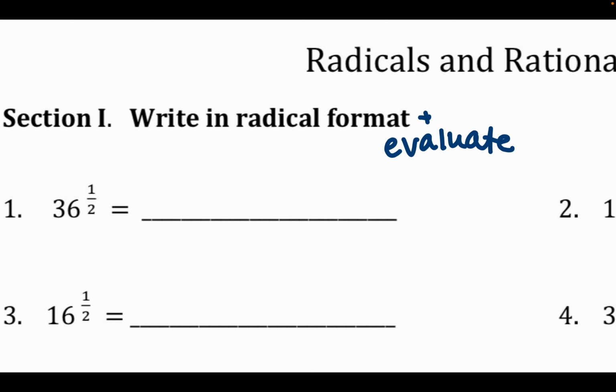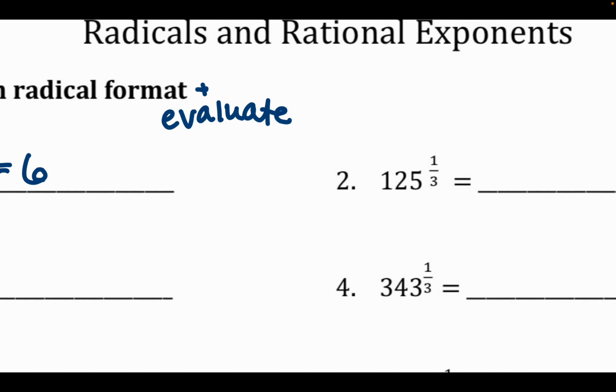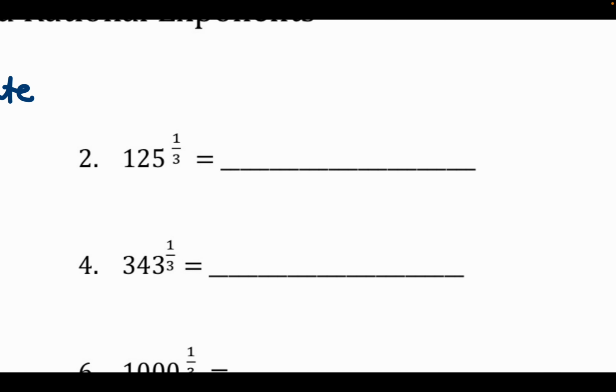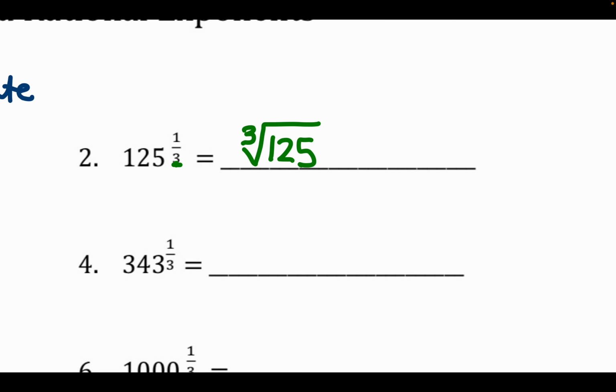So we have 36 to the 1/2. Remember, 1/2 is a square root. So this is the square root of 36, because technically the 2 would be right here, but we don't really need that 2. And the square root of 36 is 6. Okay, we know that one. Number 2. Now we have a 3 down here. So this is the cube root of 125.